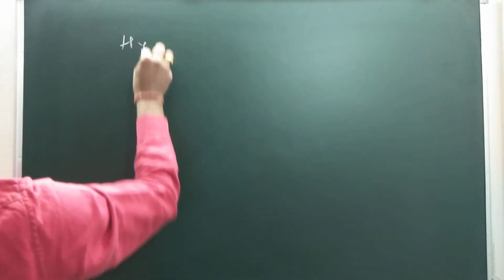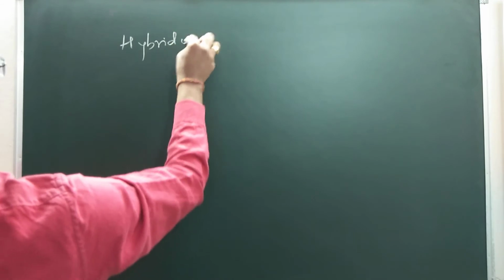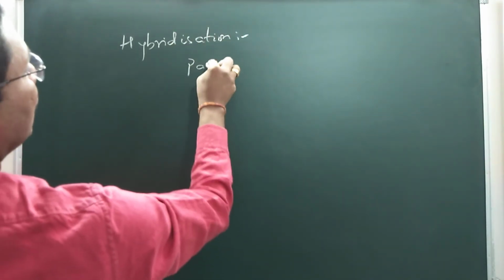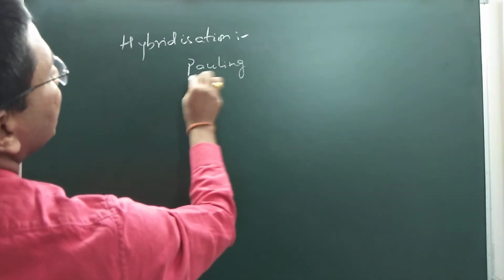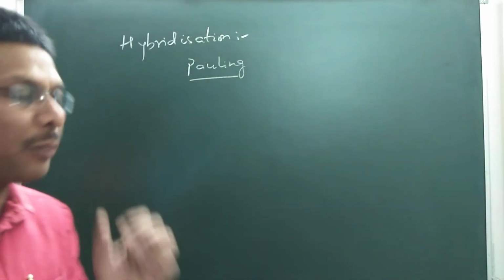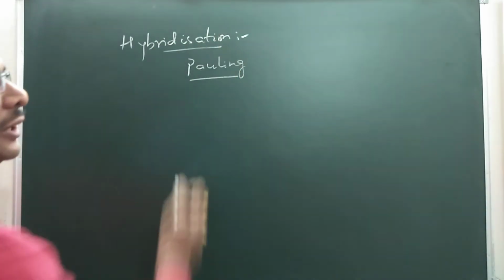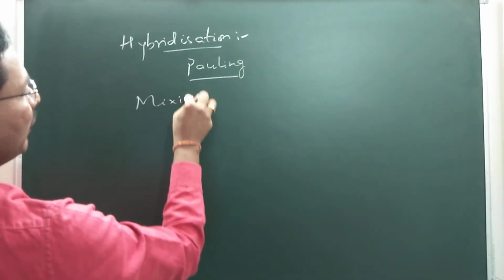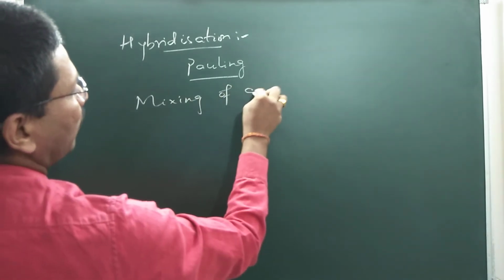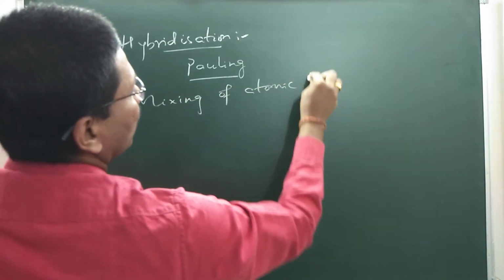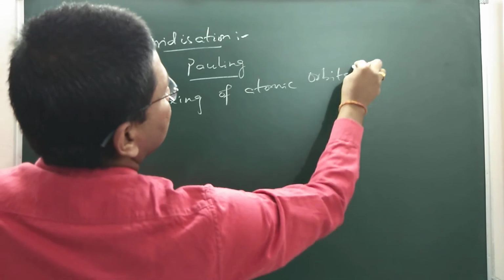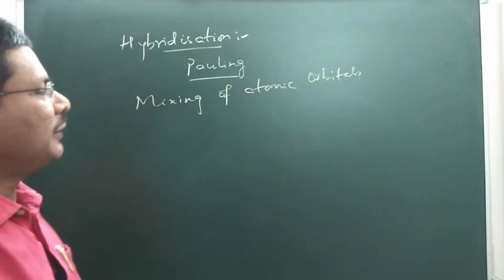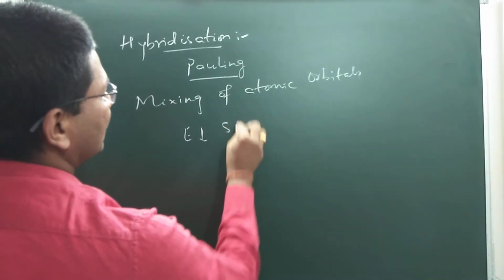Now, hybridization. The concept of hybridization was given by Linus Pauling. Pauling was the recipient of two Nobel Prizes, one for chemistry and one for peace. Hybridization is actually the mixing of atomic orbitals to form hybrid orbitals. The reason for hybridization is that it decreases the energy and increases the stability.